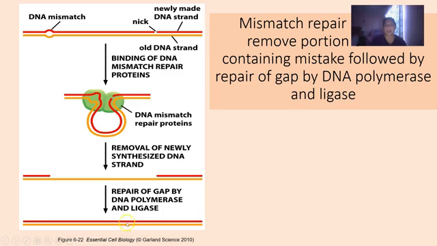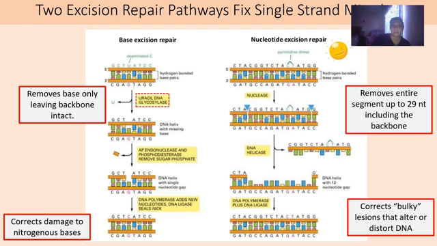And then the gap can be easily repaired just like usual with the DNA polymerase and ligase. Now, in this case, no primase is needed to create a primer because you already have overhangs on both sides that can be used to fill in that gap with the DNA itself.